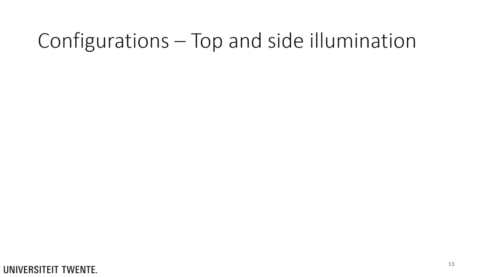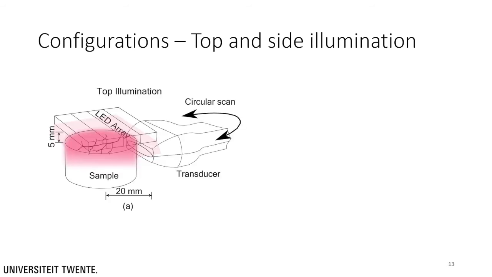Next, something about the configuration of the LEDs used for illumination. Here we used 4 LED arrays, each array consisting of 36 times 4 elements, and arranged in 2 different configurations. In the first configuration, the LEDs are fixed on top of the sample, as shown in the figure. The transducer is then scanned around the sample for tomographic imaging. This configuration can be used for ex vivo samples or brain imaging, where illumination from the top of the sample is possible.